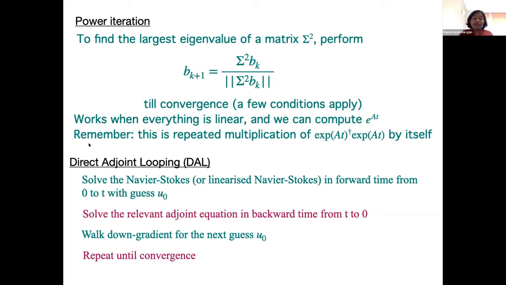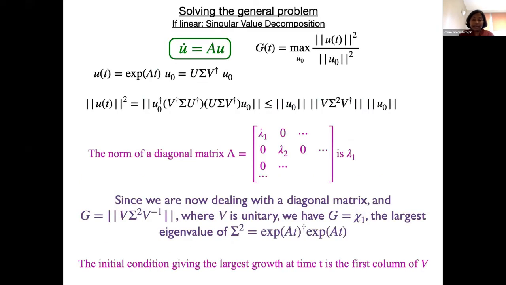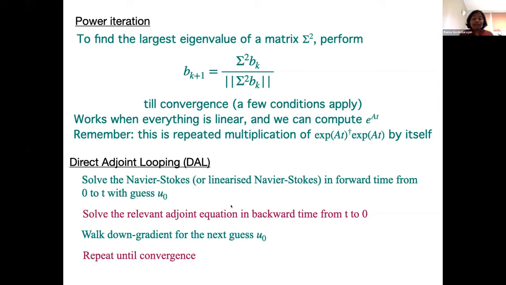If you're doing linearized Navier-Stokes, you can derive an SVD formulation for that, where SVD is the singular value decomposition that we talked about in this slide. But if it's not linear, or for some reason you cannot compute e to the At so easily, there can be so many reasons why this doesn't work. When that happens, you can do this thing called direct adjoint looping. Now, SVD is an operation where you're taking a vector and multiplying repeatedly by sigma squared, whereas in this case, you're multiplying by A A transpose, or A A adjoint, every time. So you're going to do A adjoint times A again and again and again, and that is equal to a power iteration.